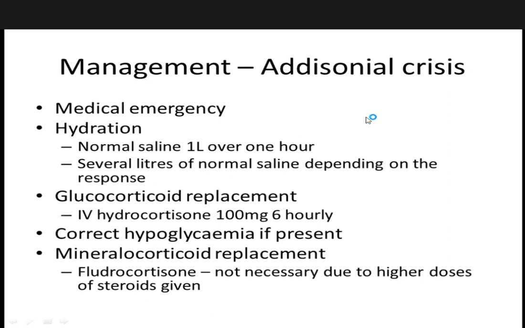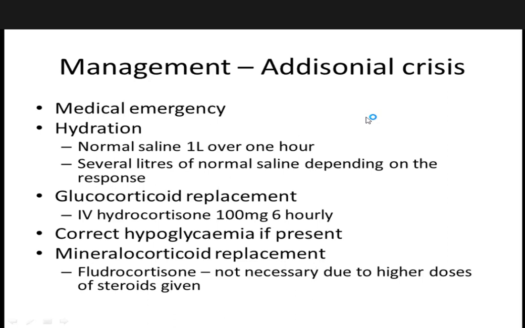Right? So you should hydrate the patient. They don't have aldosterone activity, so the patient is losing salt and water, right? So you have to immediately hydrate the patient. You can give normal saline 1 liter over 1 hour, and then several liters of normal saline depending on the response and other factors like evidence of pulmonary edema. You have to monitor the urine output. You have to look at the saturation, right?